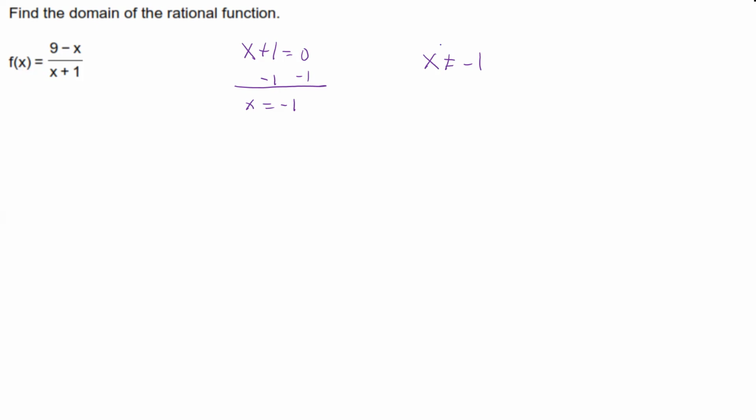And so the domain is going to be all x except for x equals negative 1. So it's all the x's except for that one. And another way to write that is we're going to go from negative infinity up to negative 1, union negative 1 up to positive infinity. And the parentheses here mean it doesn't equal negative 1. And so it's all x's except for that one.